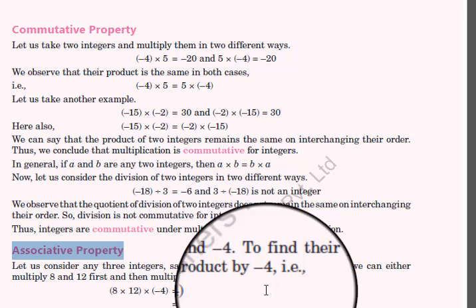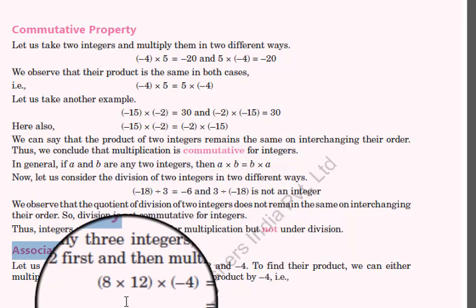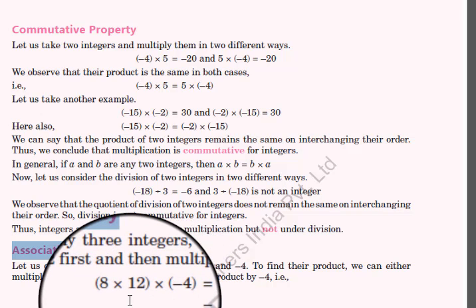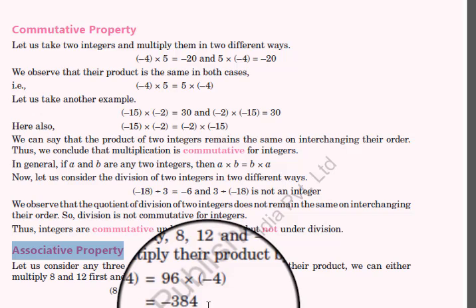So whatever you want to give first or second priority, you have to place the bracket, because then we are following the BODMAS rule, and in the BODMAS rule the bracket is given prior importance. So 8 multiplied by 12 multiplied by minus 4, that means 8 into 12 will be multiplied first, which comes out to be 96, and 96 multiplied by minus 4 comes out to be minus 384.